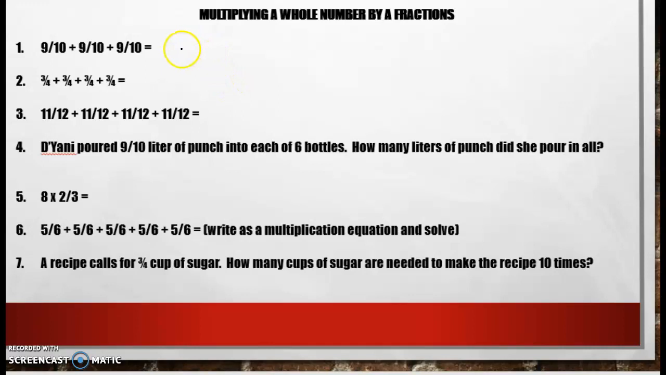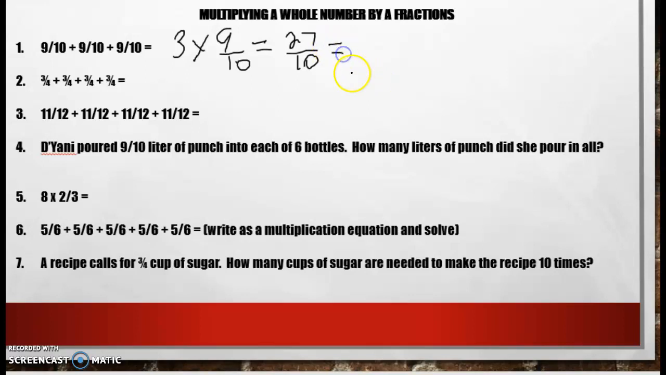So I've got 9/10 and it's done 3 times. So if I wanted to write this as a multiplication equation, it would look like 3 times 9/10. All right, so what would be our product? Well, if we were going to do repeated addition, we would add the numerators. We do not add the denominators. So we would have 9, 18, 27. If we solved it using multiplication, 9 times 3 is 27/10. Okay, remember the denominator just stays the same.